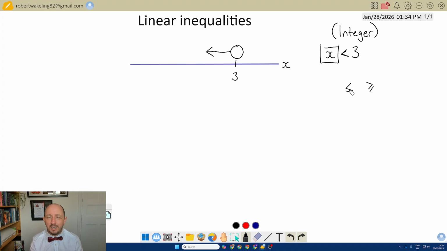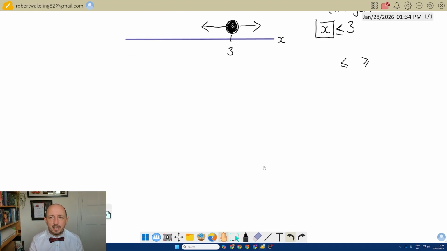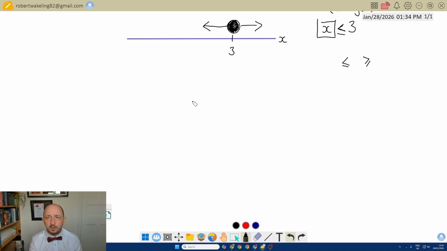How do we do less than or equal to? We have to fill this circle in, make it a closed circle. Hard to do on the computer, but when you're in the exam, fill that in properly. And that will be your less than or equal to, and greater than or equal to will just be pointing in that direction. Okay, so the next level up of that is the double inequality, something like this.